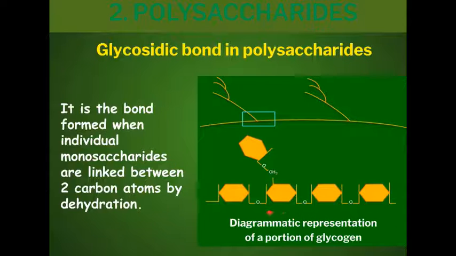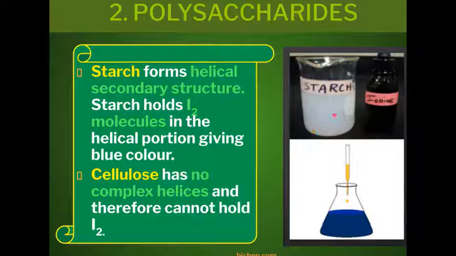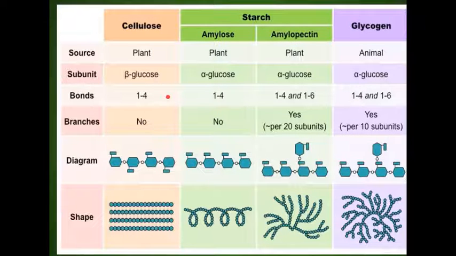So you can see here glycogen is a polysaccharide. Glycogen is mainly found in humans. You might have noticed for the starch test, we always use iodine. This is the standard test for starch, right? When we add iodine to starch, we see a dark blue or black color formed. Why is this? This is because starch forms a helical secondary structure which holds the iodine molecules in a helical portion, giving the dark blue color that you actually see. For cellulose, this test is not relevant because cellulose does not have these complex helices and therefore it cannot hold the iodine together.